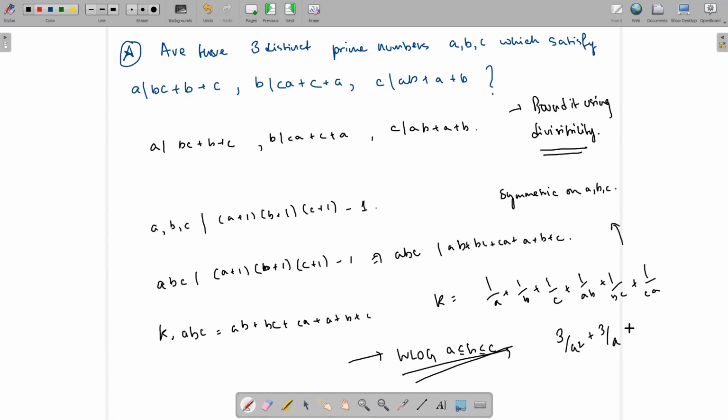Why is this greater than or equal to 1? Because ABC divides that, and we divide by ABC. So as ABC divides that, that quantity must be greater than or equal to ABC. So this is equal to K, right? And K should be greater than or equal to 1. It's an integer, using my notation, so this is okay.